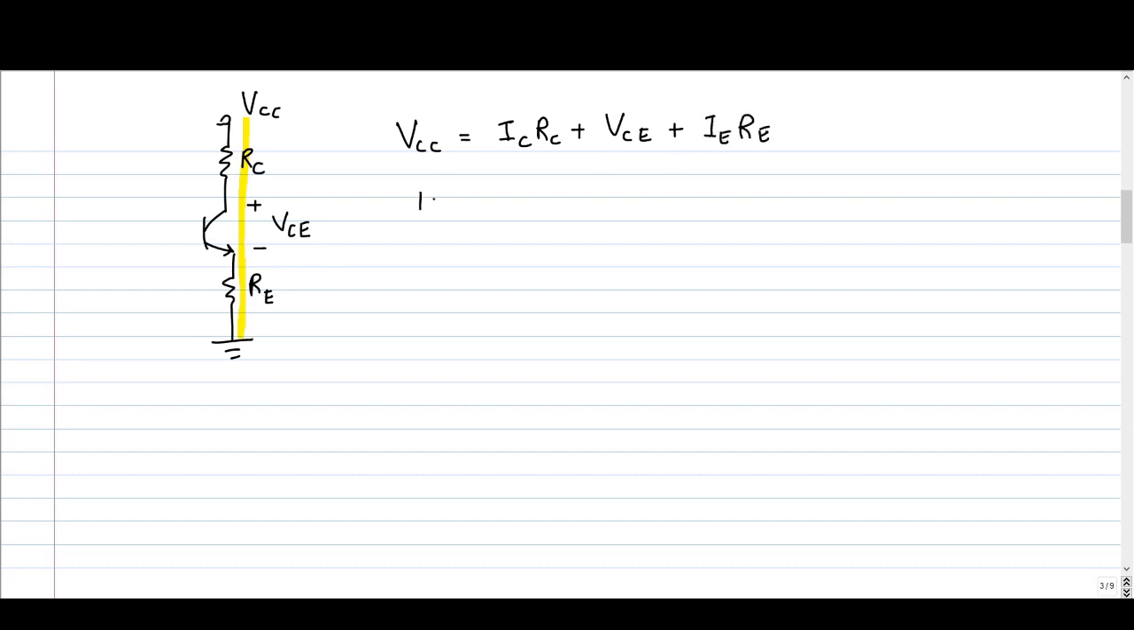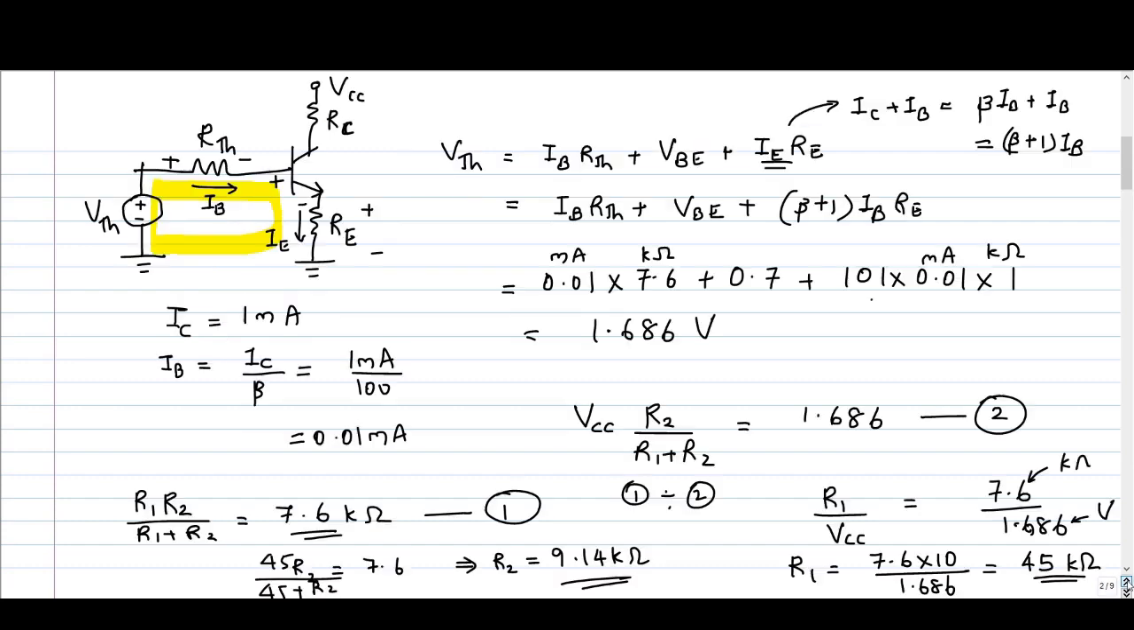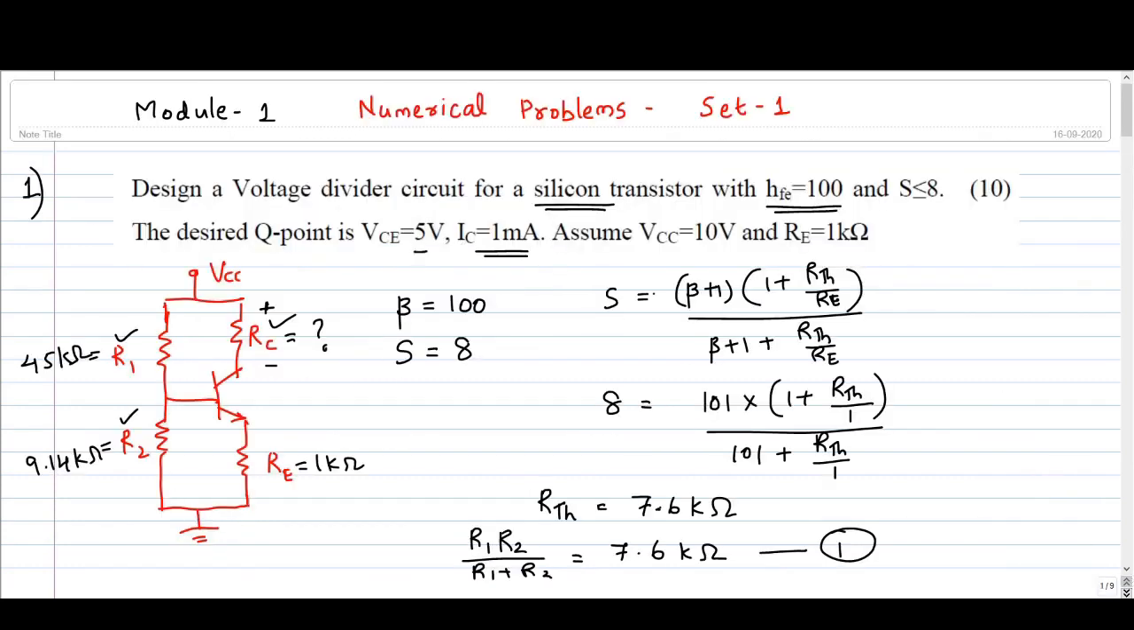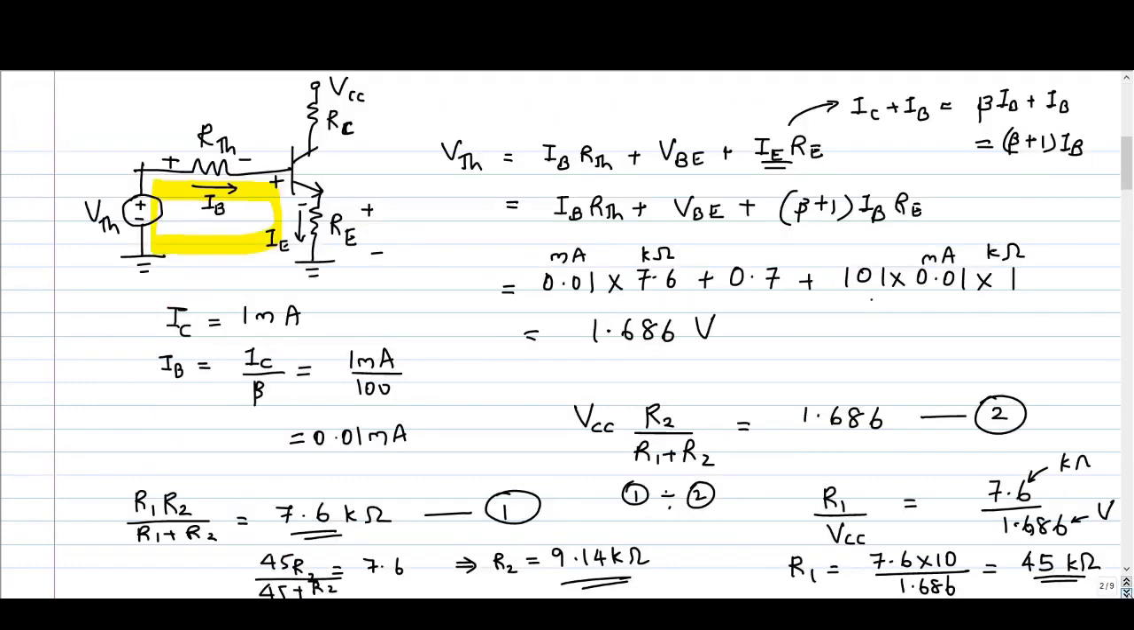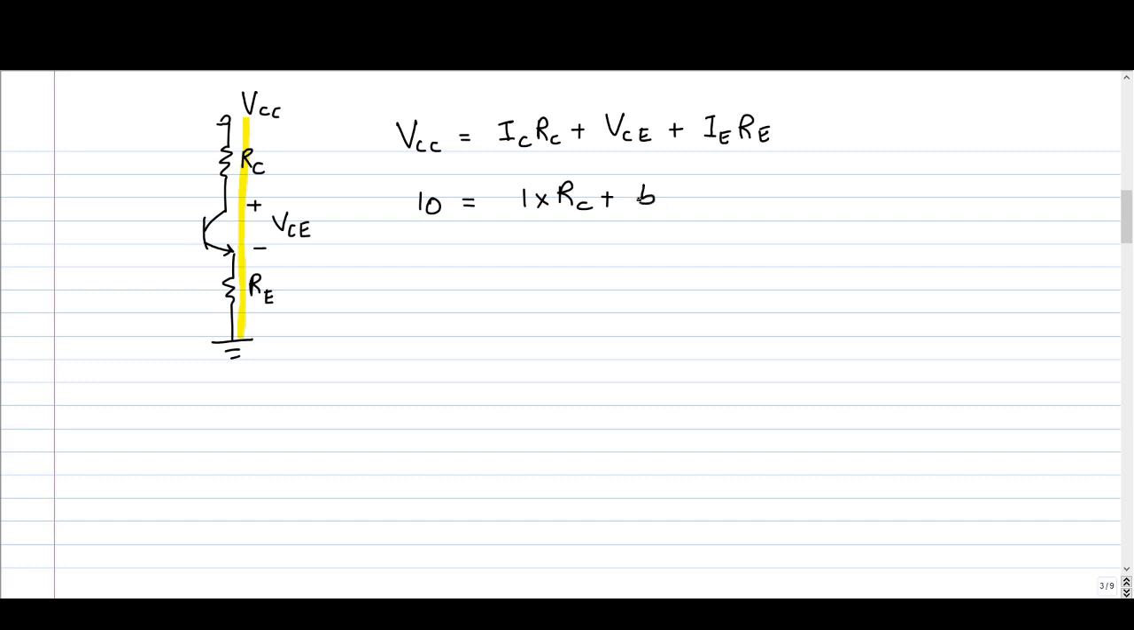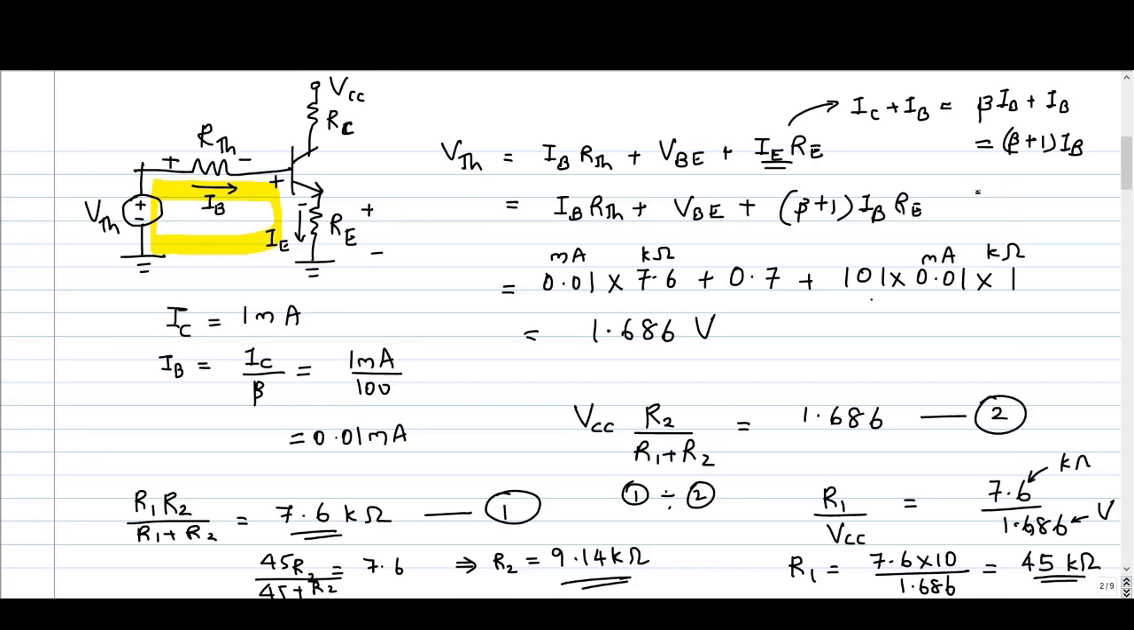We know the value of VCC, it is 10 volt, IC is 1 milliampere, RC is unknown, VCE is given in the question. So let us go back to the question. VCE is 5 volt. So 5 plus IERE. IE is also available. We have calculated the value of IE.